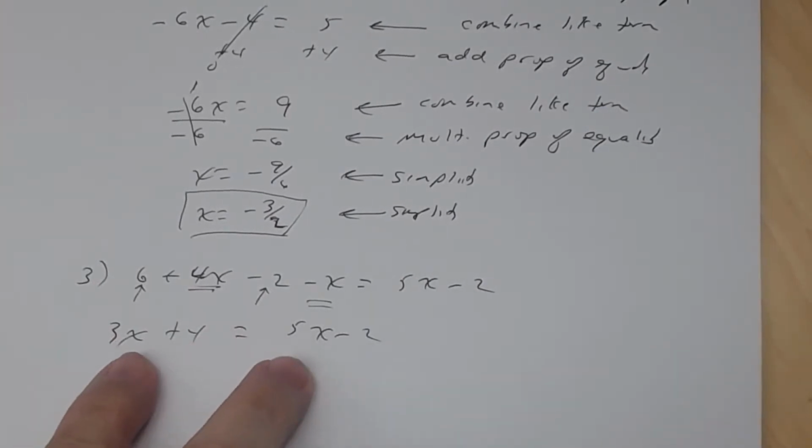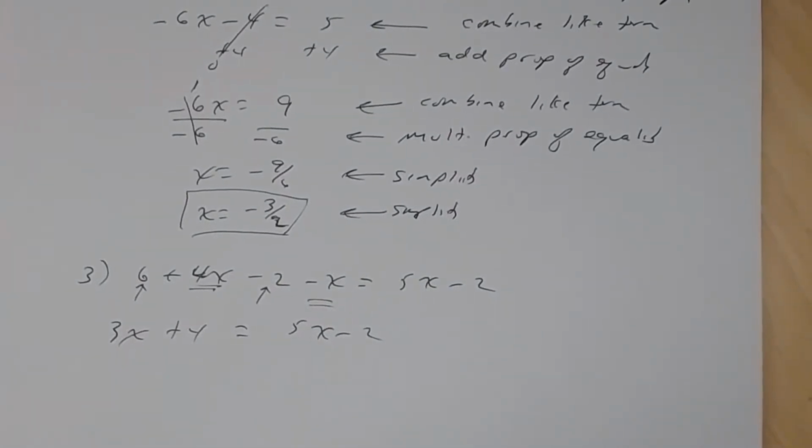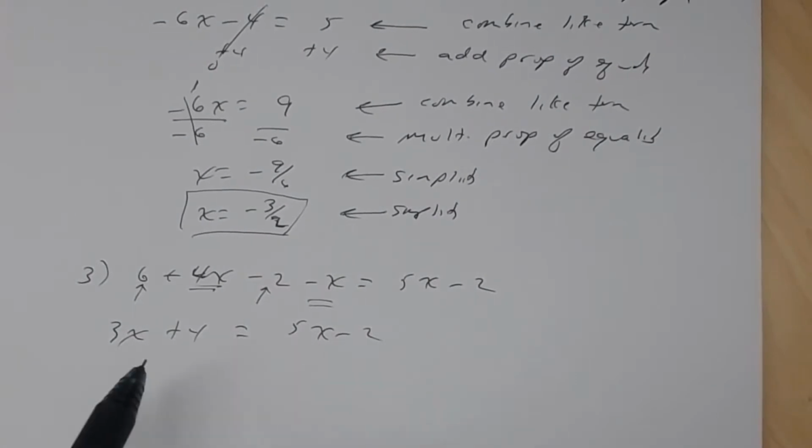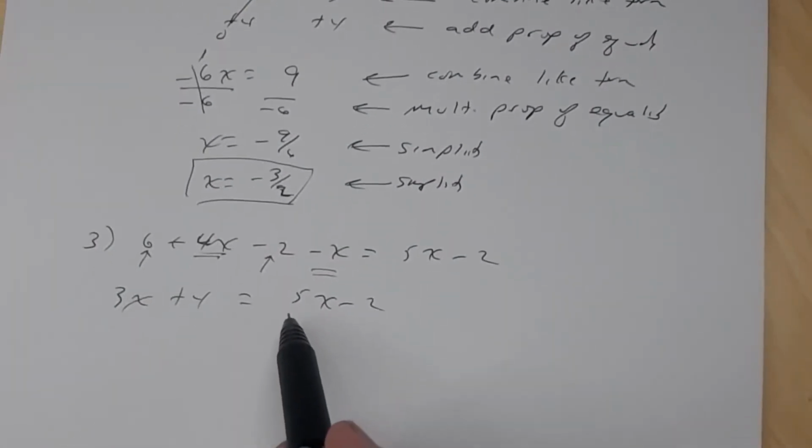Okay, now notice I have variables on both sides, constants on both sides. So let's go ahead and deal with the variables first. It does not matter which side you bring the variables on. You can bring them to the left side or you can bring them to the right side. For our purposes, let's just bring them to the left side.